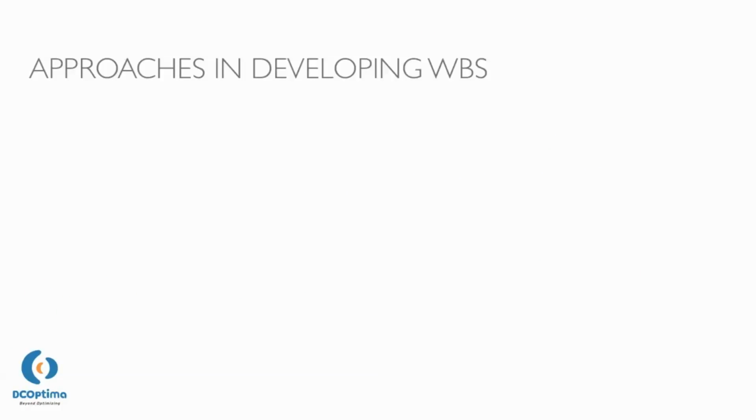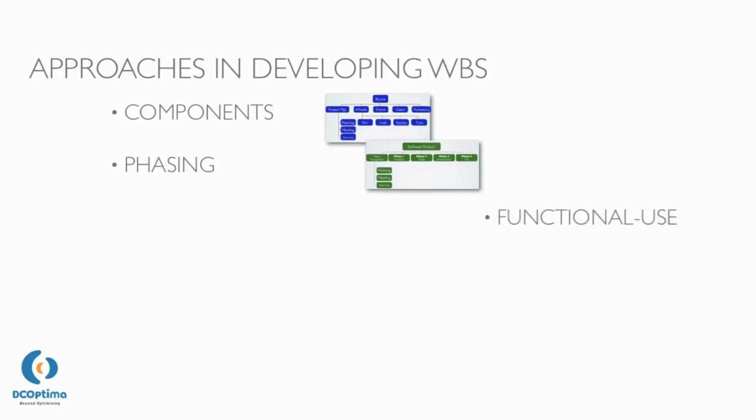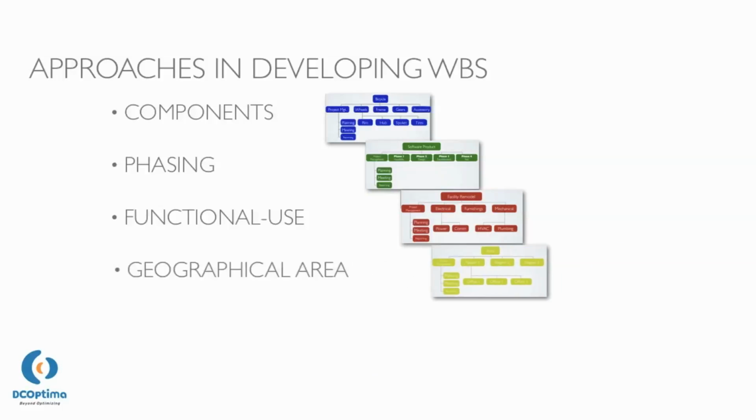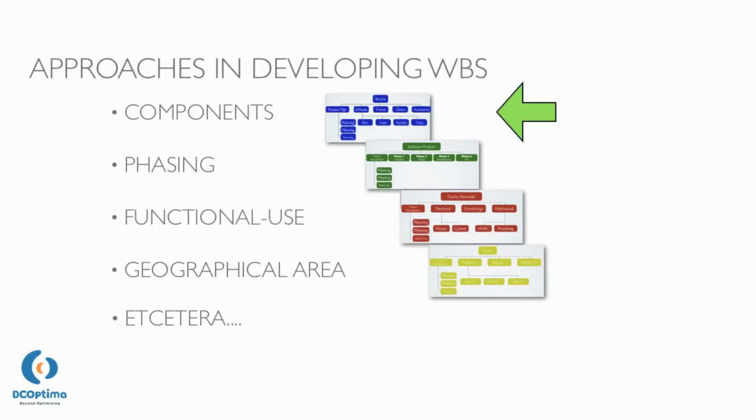There are many approaches in developing a WBS: component, phasing, functional use, geographical area, and many others. The component approach is considered the best approach for physical output projects, such as airplanes, construction, and others. Basically, this approach is based on the product breakdown structure.